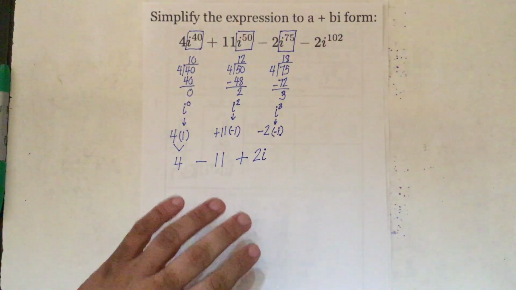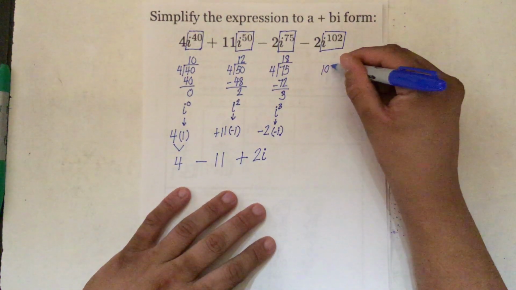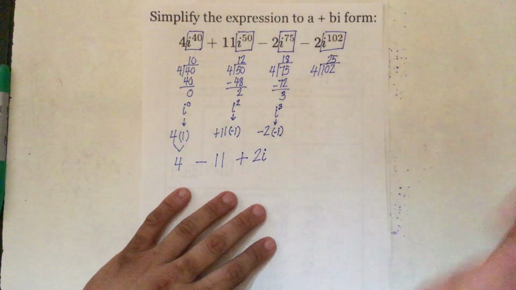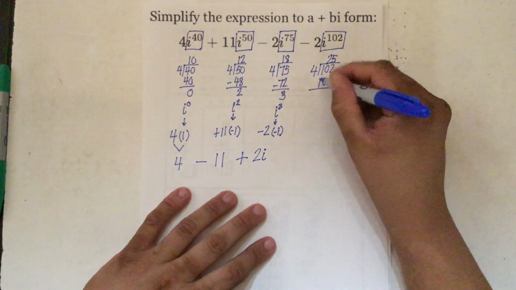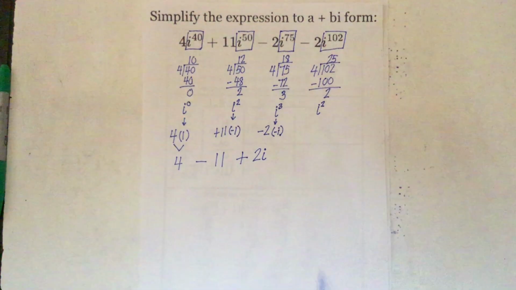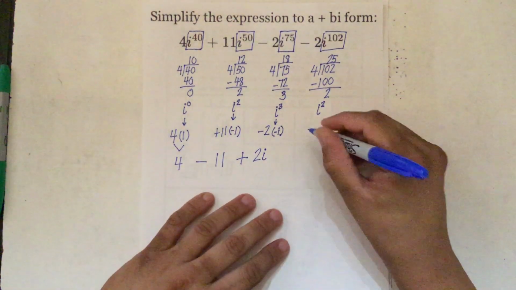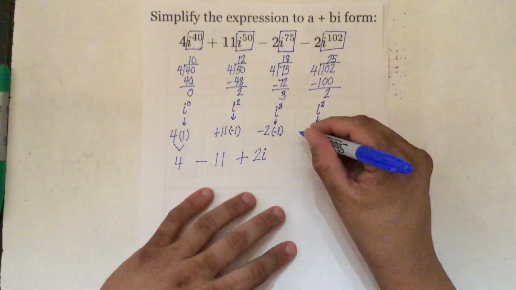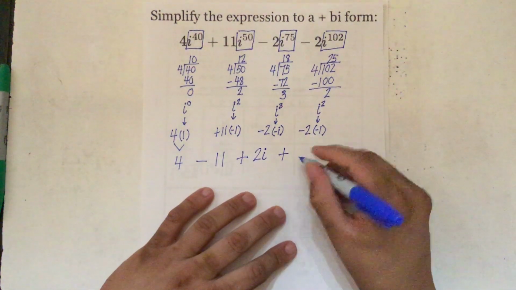Okay? So finally, our last term here, we're going to take 102. So we take 102, we divide it by 4, which goes in 25 point something times. 25 is the only thing you need to worry about. 4 times 25 is 100. 102 minus 100 is 2. So that's our new i exponent. i to the power of 2, let's look over here. i to the power of 2 is negative 1. So this becomes negative 1. Now I can't forget our minus 2 here. So I got to bring that down. A negative times a negative is a positive. 2 times 1 is 2.